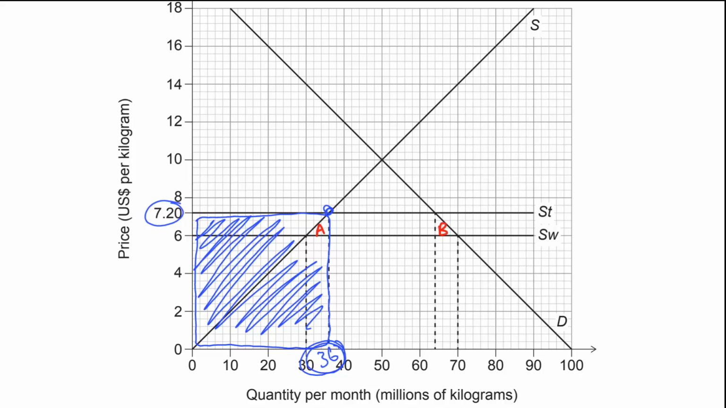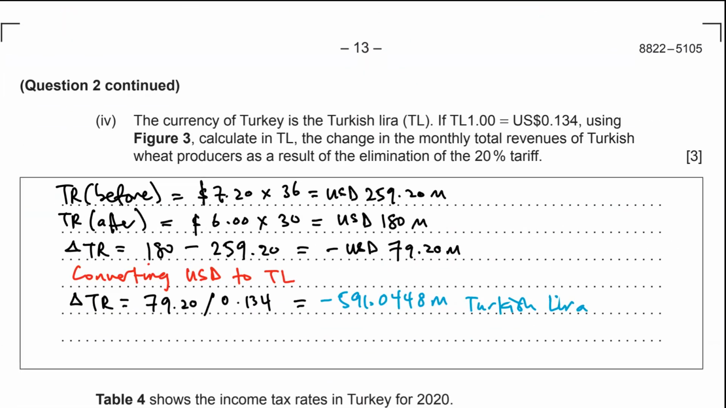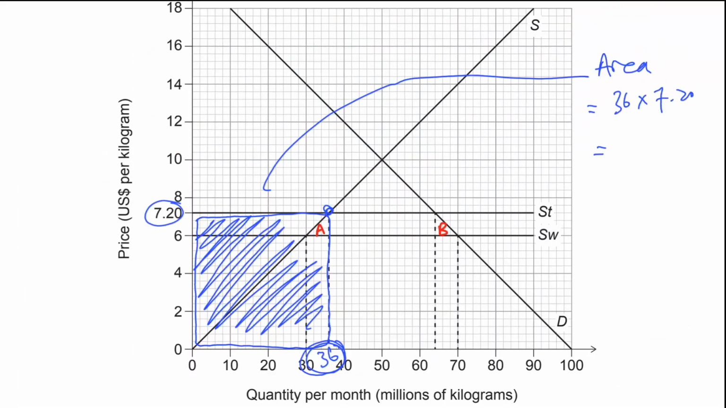If you want to calculate the area, which by the way represents the revenue, it's just equal to 36, which is the base, multiplied by 7.2. So we come down here and we say, okay, 36 million at $7.20 equals 259.2 million US dollars. This is how much revenue the local Turkish manufacturers are earning before the removal of the tariff. Now let's go back up to the diagram over here.